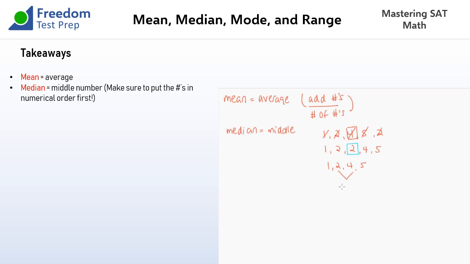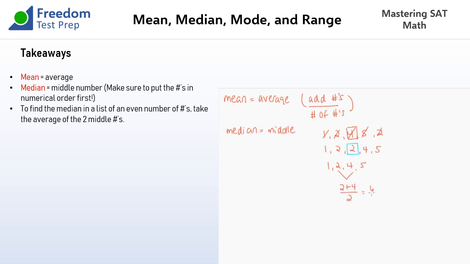So what we need to do is take the average of those 2 numbers to get the median. We add them up, we divide by the number of numbers, which is 2, we get 6/2 or 3. And so in this case, 3 is our median, even though it doesn't even exist in this list.